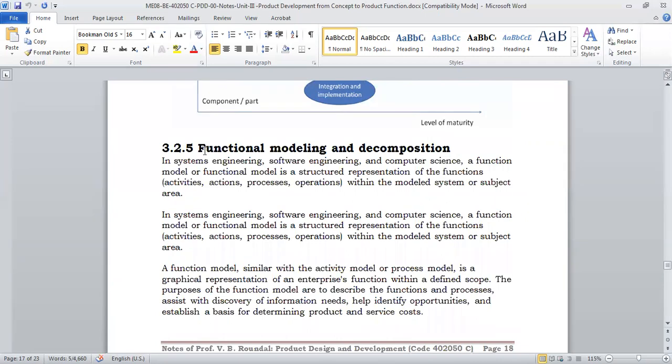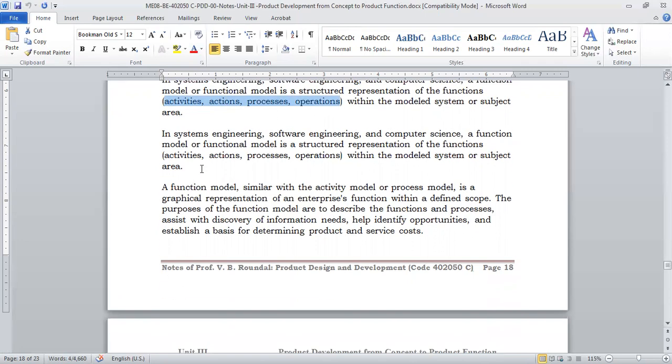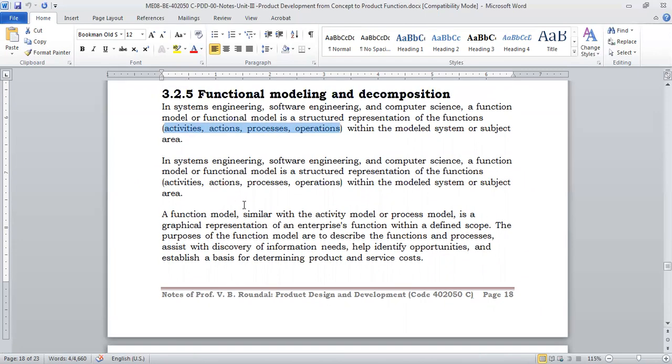Now let's see what is functional modeling and decomposition. In system engineering, functions are the activities, actions, processes, and operations in a modeled system or subject area. What are the activities we are going to perform? What are the actions we are going to take? What are the processes? What are the operations? All of this is the functional model.